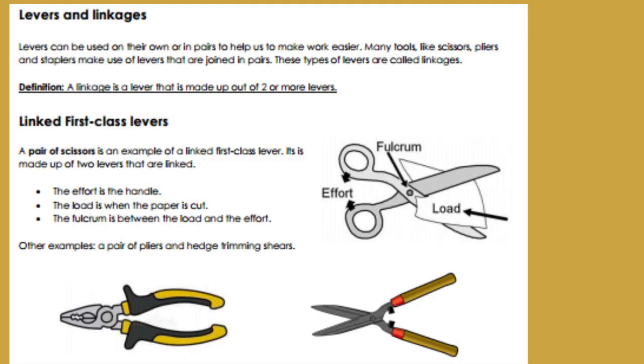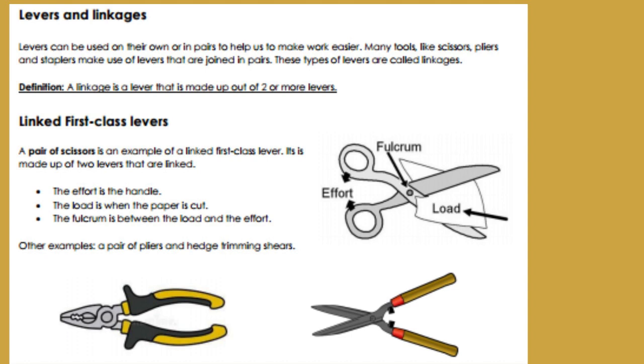Levers and linkages. Levers can be used on their own or in pairs to help us to make work easier. Many tools, like scissors, pliers, and staplers make use of levers that are joined in pairs. These types of levers are called linkages. Definition: a linkage is a lever that is made up of 2 or more levers.